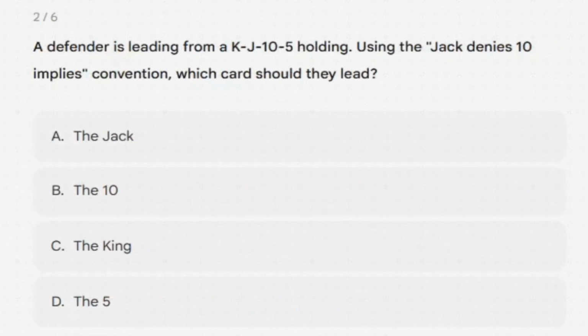Quiz 2. A defender is leading from a K-J-10-5 holding. Using the Jack denies 10 implies convention, which card should they lead?